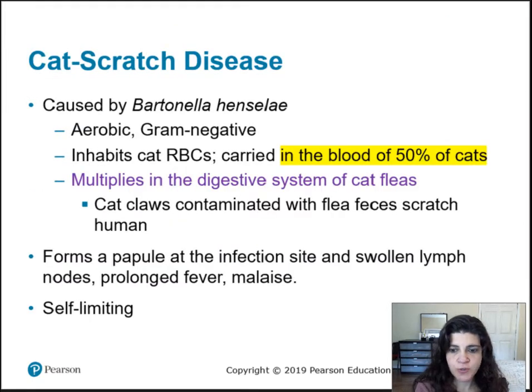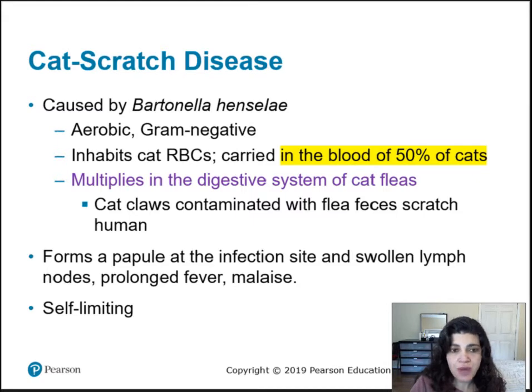Okay, so there are some diseases that are caused by animal bites and animal scratches. One that we're going to focus on is cat scratch disease. This disease is caused by Bartonella henselae, and this bacterium is aerobic and gram-negative.